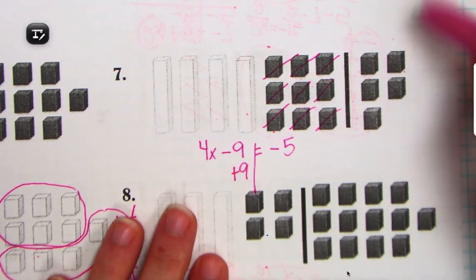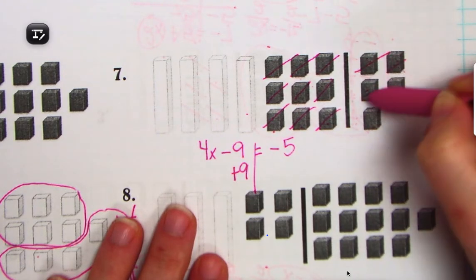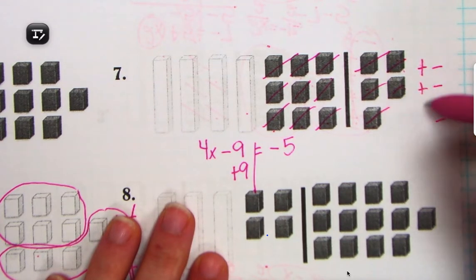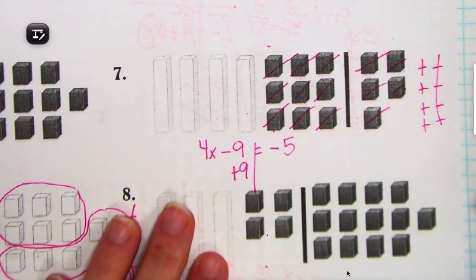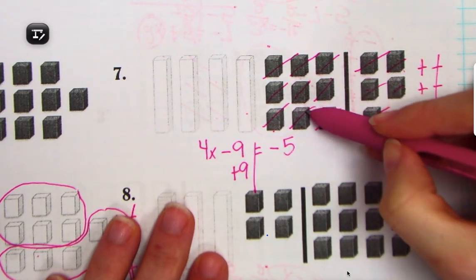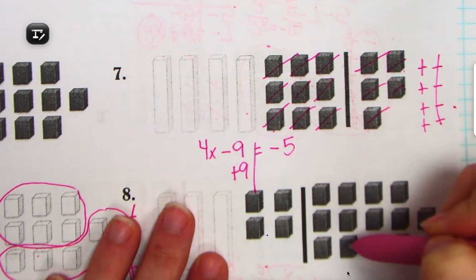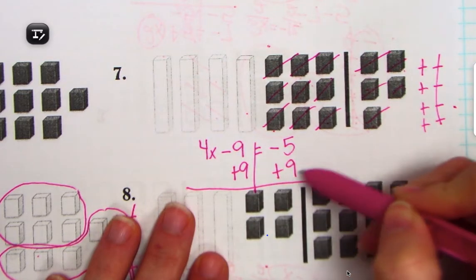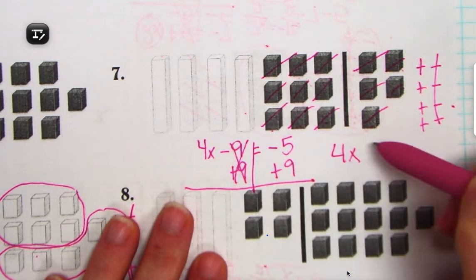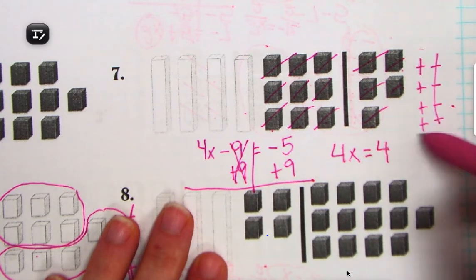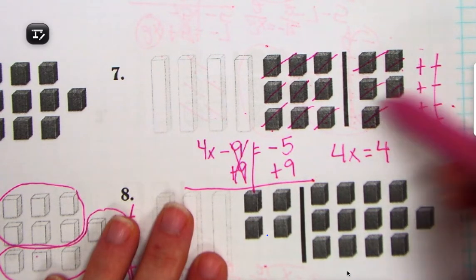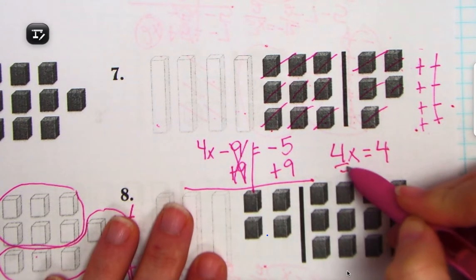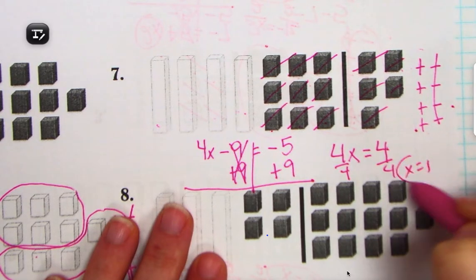And I can get rid of 1, 2, 3, 4, 5 negatives, but I need to add 4 more. So I'm adding 4 0 pairs so I can get rid of those extra negatives. Because if I get rid of them here, I have to get rid of them here. We have to keep it balanced. So essentially we added 9. So I have 4x is equal to +4. Well, if 4 x's or 4 variables equals +4, one of those is equal to 1. So our answer is 1.